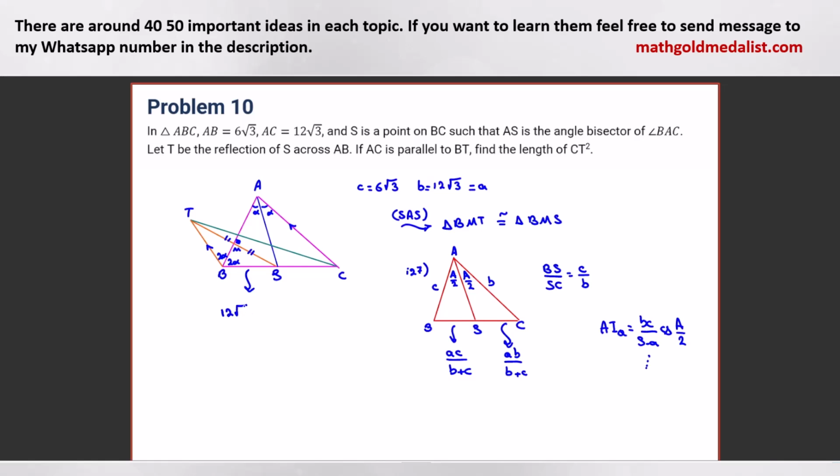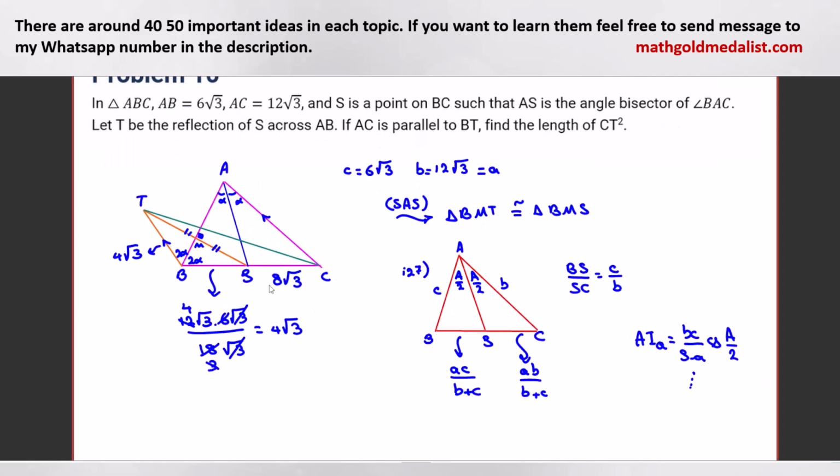So it is AC. It is 12 root 3 times 6 root 3 over b plus c. B plus c is what? 12 plus 6, 18 root 3. If you simplify, 18, 6, 3, 3, this one is 4 root 3. Because these two triangles are congruent, this one is also 4 root 3. You can find SC by the formula, or you can say A is 12 root 3, this one is 4 root 3, so BC is 8 root 3 by complement rule.